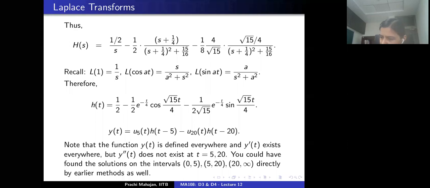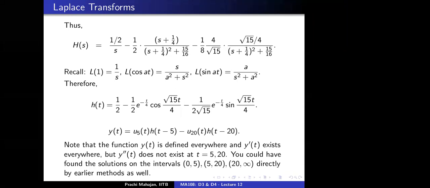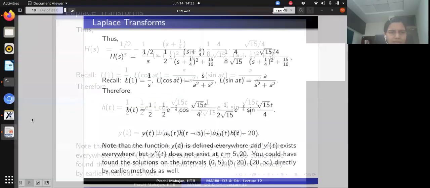Right? So this is a little more general fact, but let me highlight the general fact a little later. What one could have done is find the solutions to the given initial value problem on the intervals 0 to 5, 5 to 20, and 20 to infinity directly by the earlier methods also. Which earlier methods? Those which require the forcing function to have continuous data, right? Okay, so here is a general fact which I would like to emphasize.